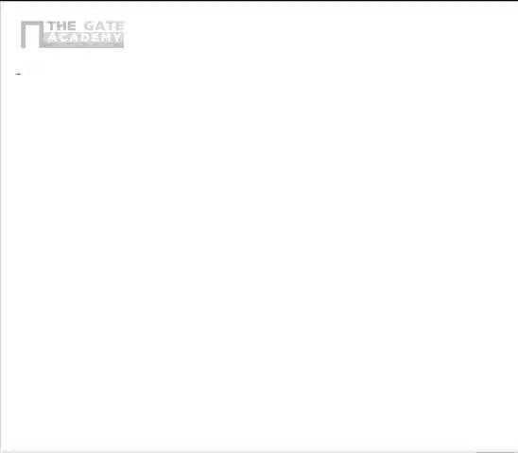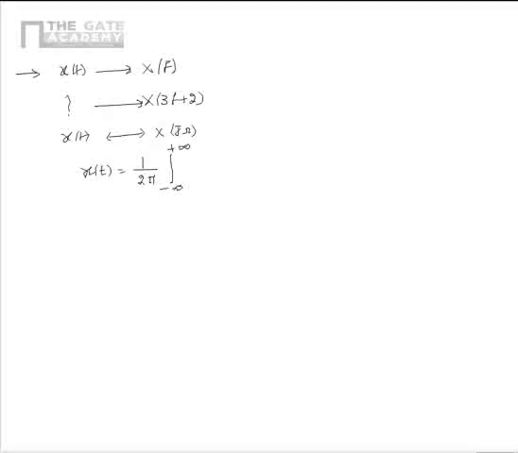Now let us consider another problem, as part of which there is a continuous time non-periodic signal x of t given. It has a Fourier transform of X of f. We have to find the inverse Fourier transform of capital X of 3f plus 2. We know that given a signal x of t and the corresponding Fourier transform X of j omega, x of t can be written using the synthesis formula as 1 by 2 pi integral minus infinity to plus infinity X of j omega e power j omega t d omega.